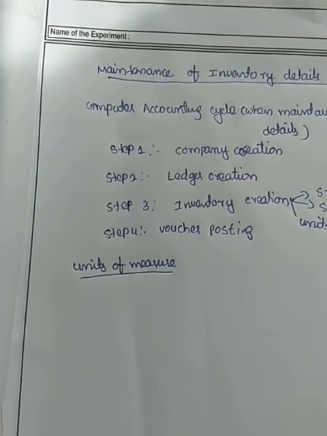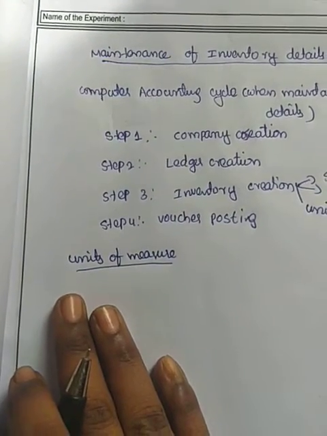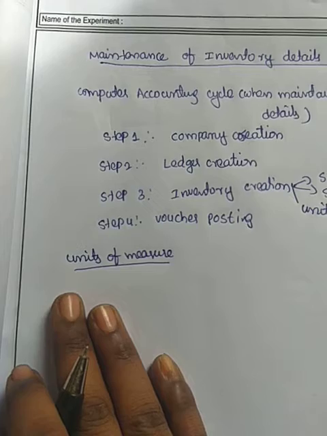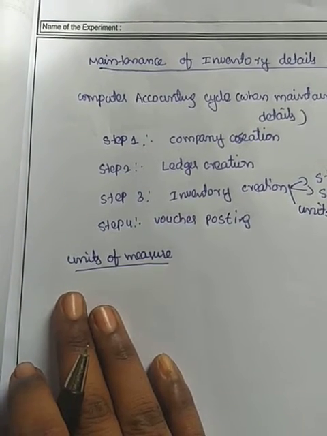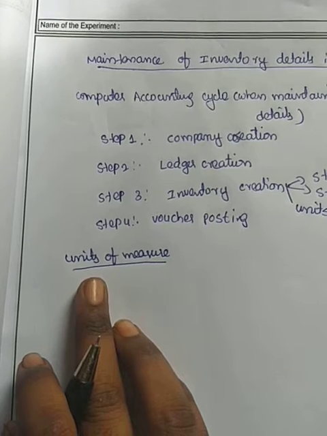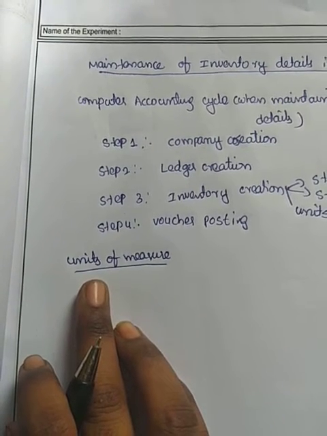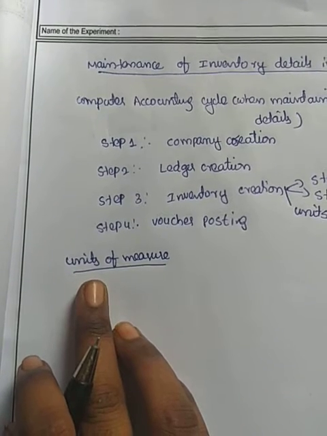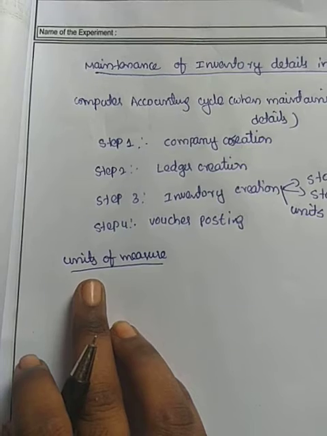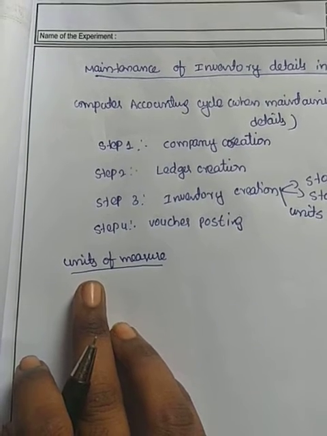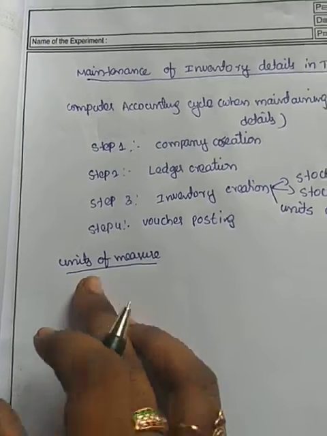Units of measure means money is measured in terms of currency, but stock items we have to measure in numbers, kilograms, liters, boxes, pieces, bags, tins and dozens. Normally a stock item is measured in 1 unit. Now, creating units of measure.